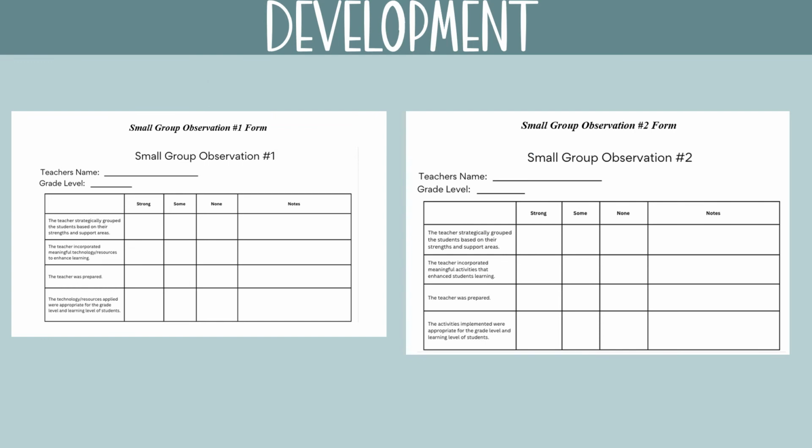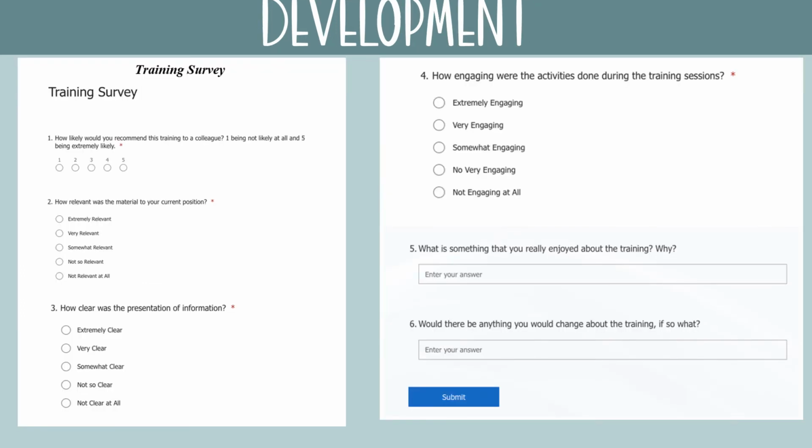During the development stage of the ADDIE model, three things were developed. The first two were the observation forms that the observer will use while they are observing teachers, and both observation sheets, while they look the same, are different because both observations will be focusing on different things. The third thing developed was a training survey, and the survey was primarily for myself and my facilitator.